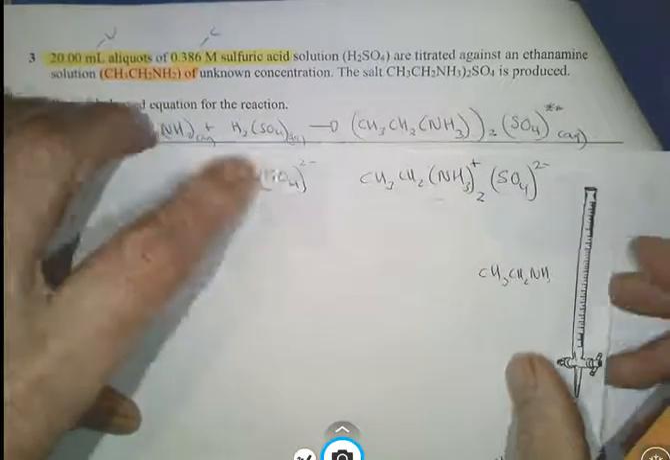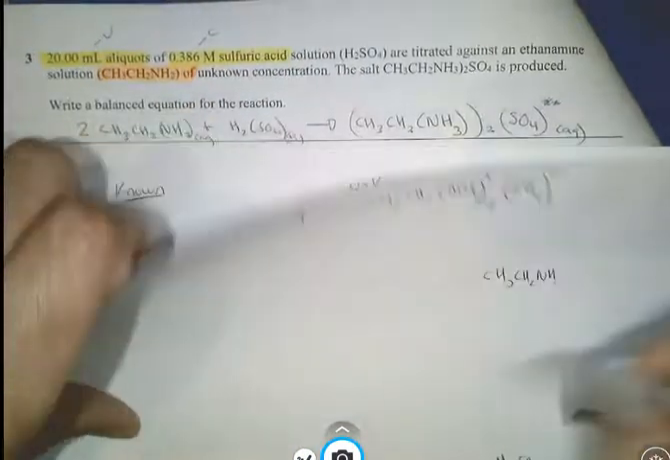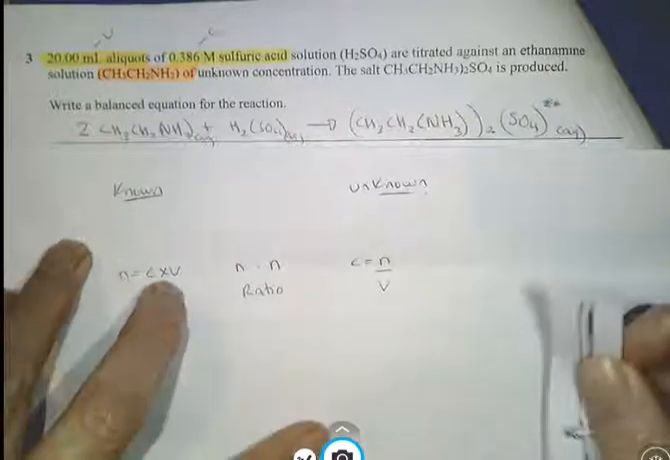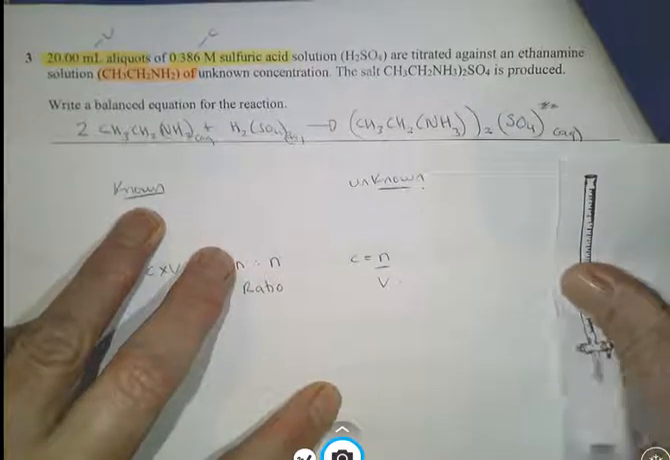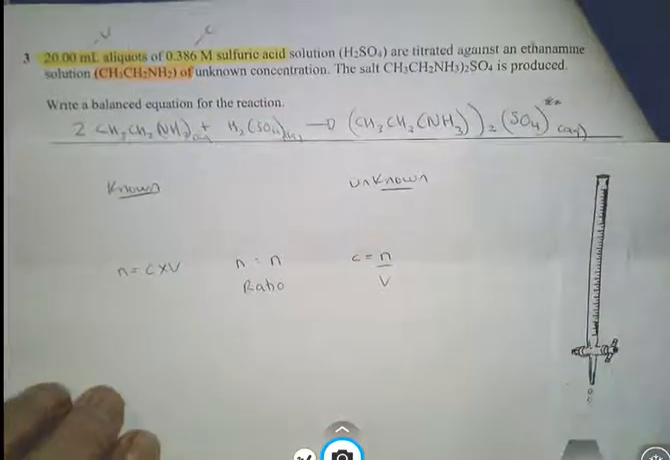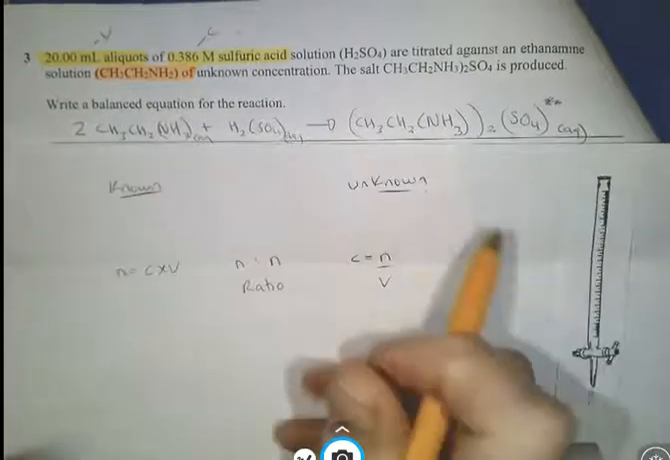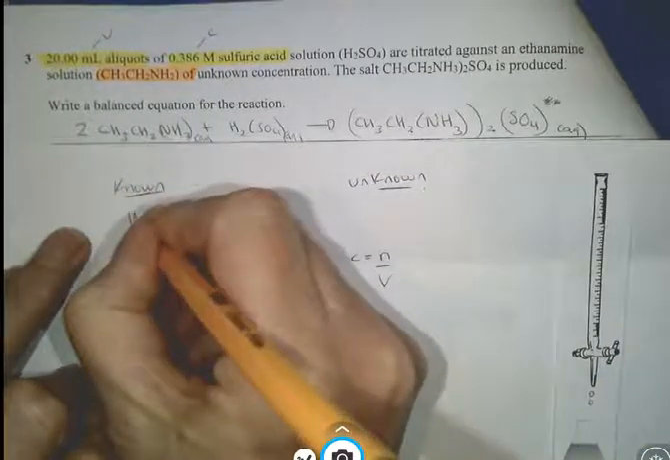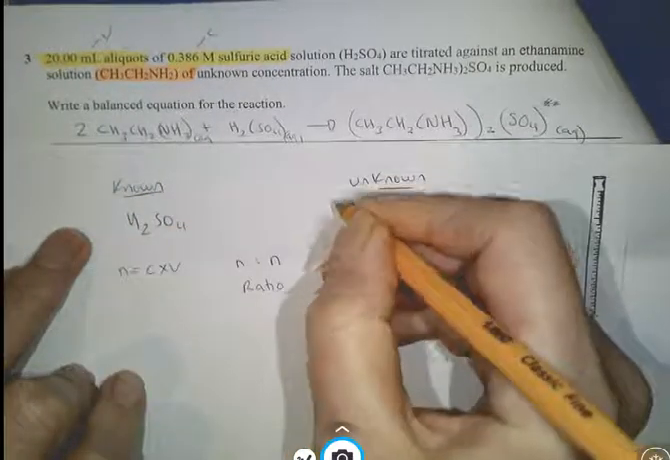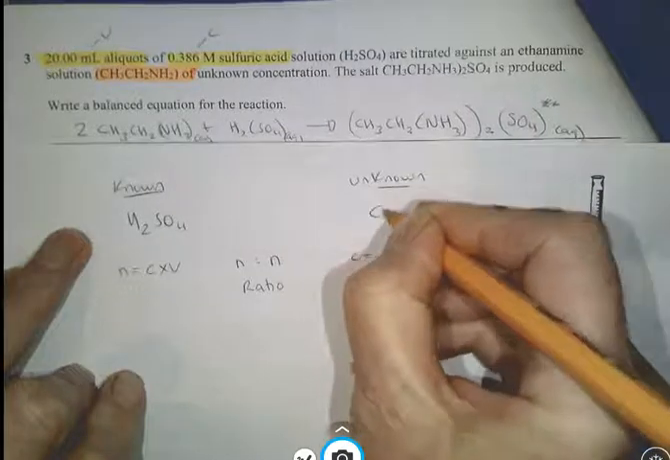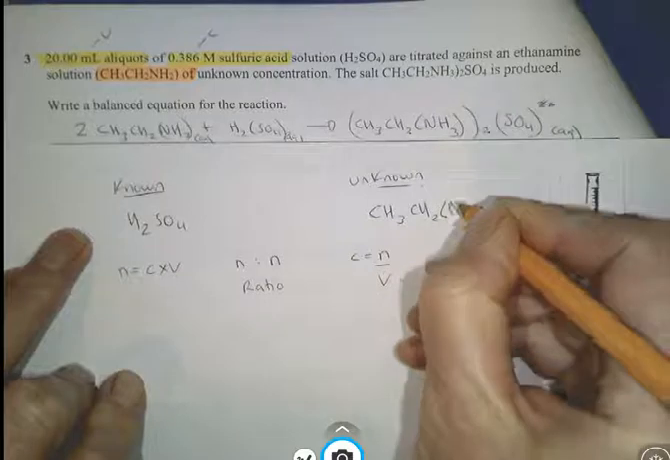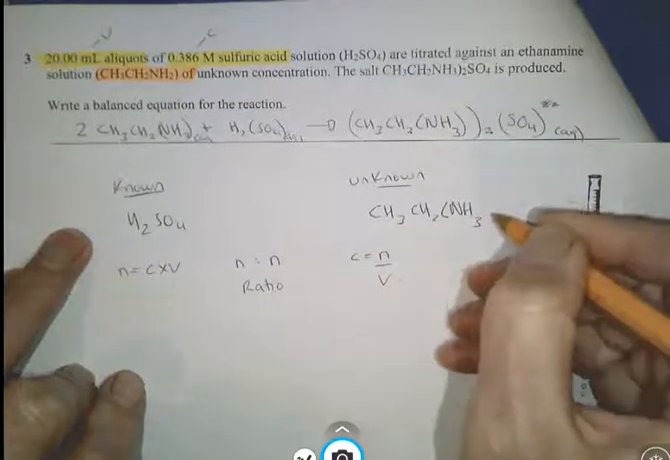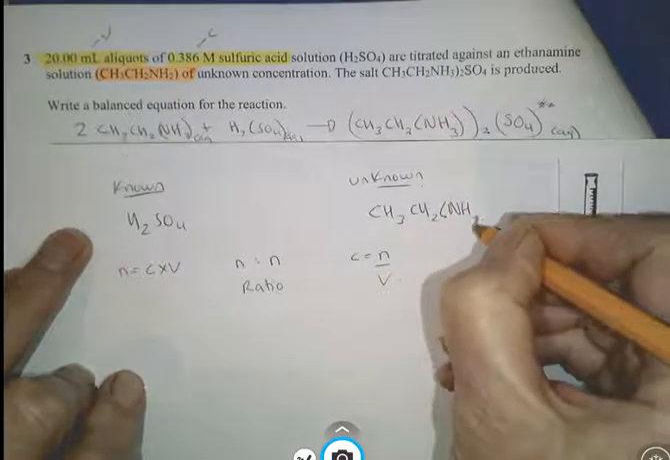All right, so move my clunky pieces of paper, get a spare piece of paper. Okay, so our known one, the sulfuric acid, H2SO4, is our aliquot, and our unknown is the ethanamine. I shouldn't look at the screen, it's really weird. Oh, 2 ethanamine.